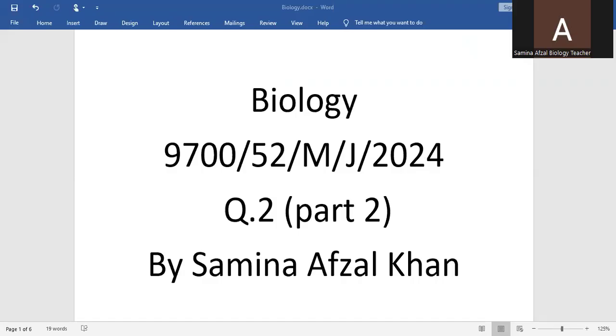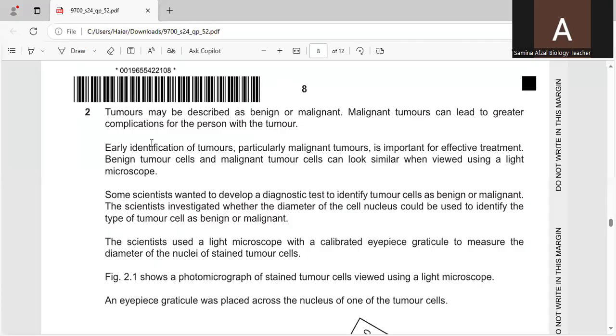Question number 2: Tumors may be described as benign or malignant. Malignant tumors can lead to greater complications for the persons with the tumors. Early identification of tumors, particularly malignant tumors, is important for effective treatment. Benign tumor cells and malignant tumor cells can look similar when viewed using a light microscope.